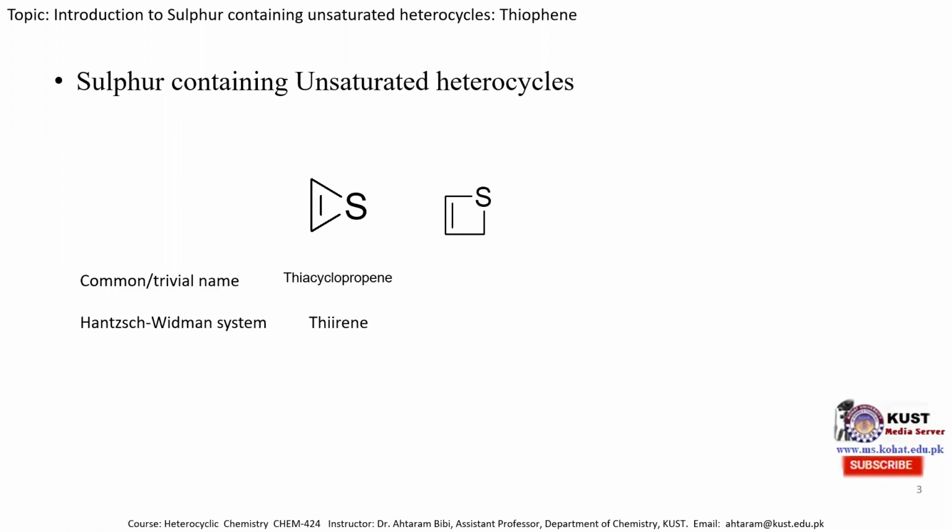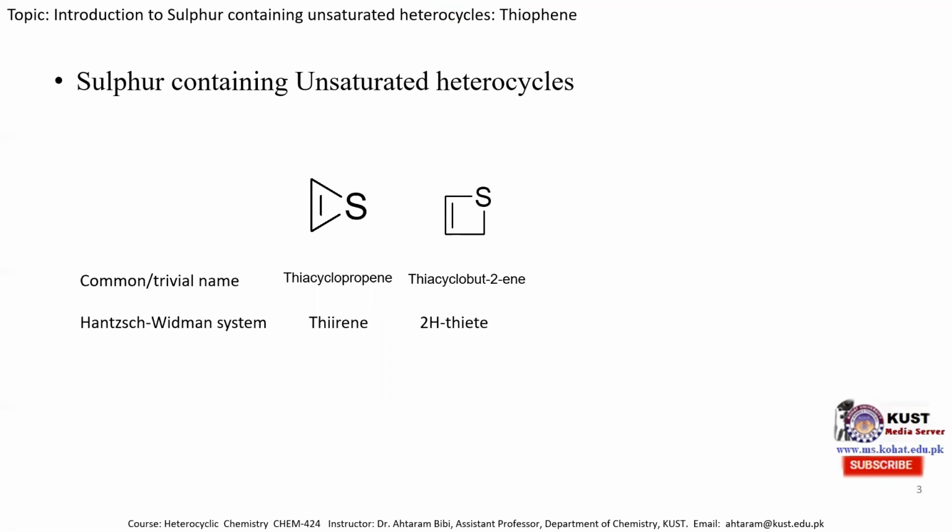The second sulfur-containing unsaturated heterocycle is the 4-membered compound, and its common name is thiacyclo-2-butene. As one can see, this is position 1, this is position 2, and at position 2 there is unsaturation. So for unsaturation, the "ene" suffix is used. So the second one is a thiacyclobutene molecule, and its IUPAC name is 2H-thiete.